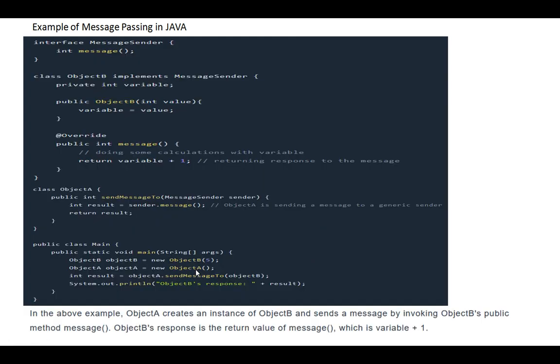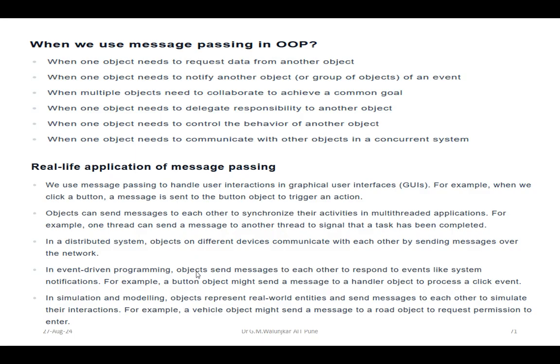There are other examples also that you can go for with this particular message passing. Now, important points when we use message passing in object-oriented programming. First, when one object needs to request data from another object, you can use this. When one object needs to notify another object of an event or there is a change in the behavior, you can use this. When multiple objects need to collaborate to achieve a common goal, information sharing is expected from different objects to achieve a certain common goal.